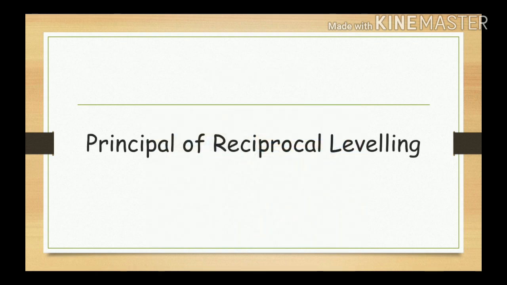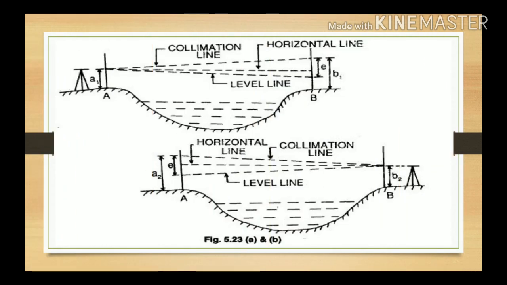Now, what is the principle of reciprocal leveling? The figure shows the basic principle of reciprocal leveling. A and B are 2 points that are situated across a river, which is an obstacle over here. The objective is to find the difference in elevation between points A and B accurately.